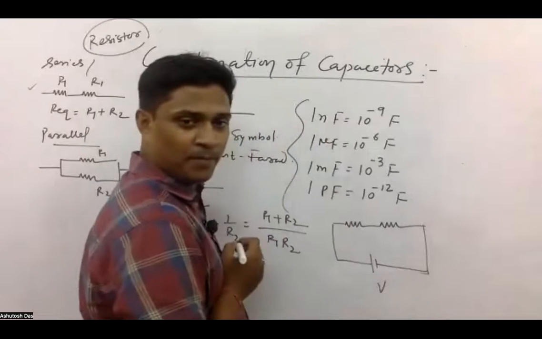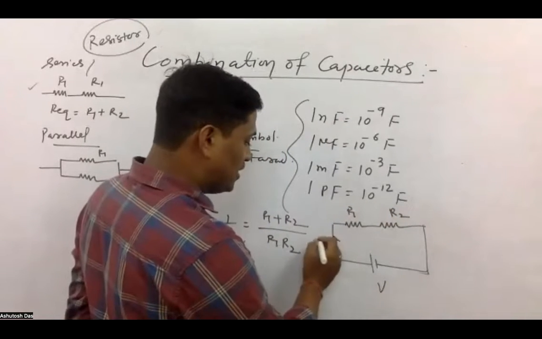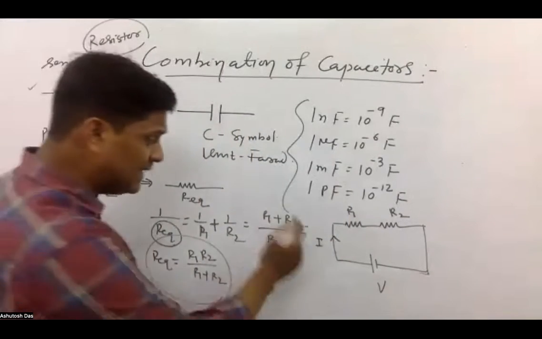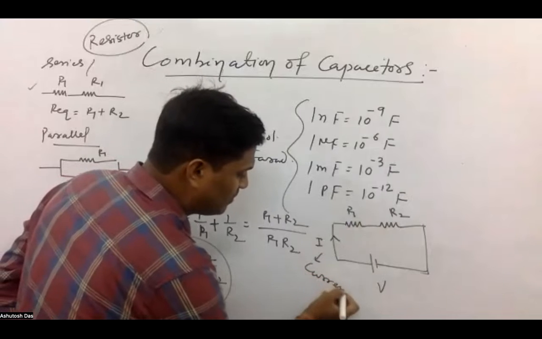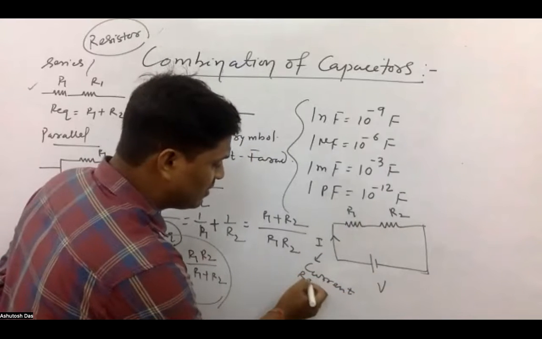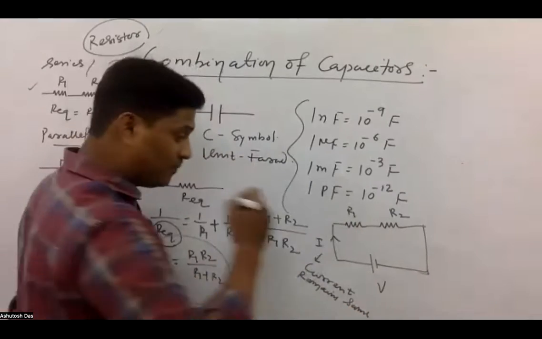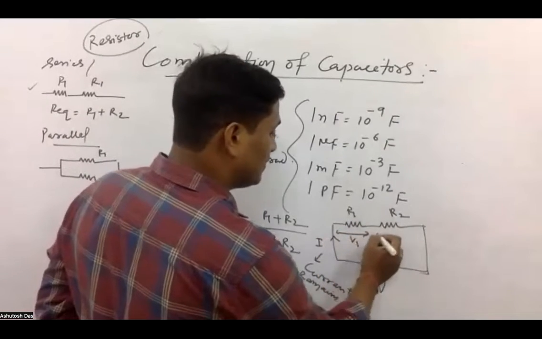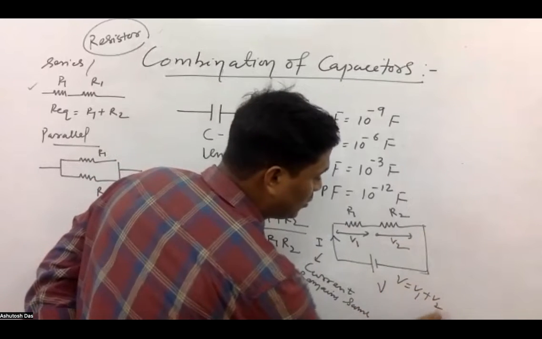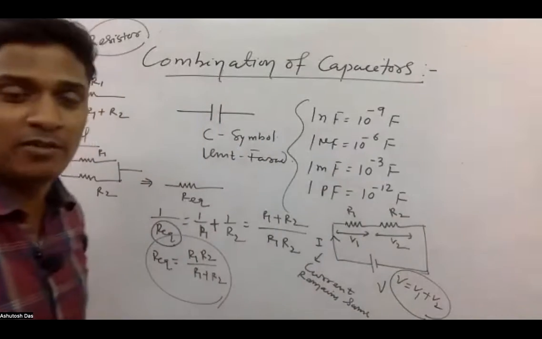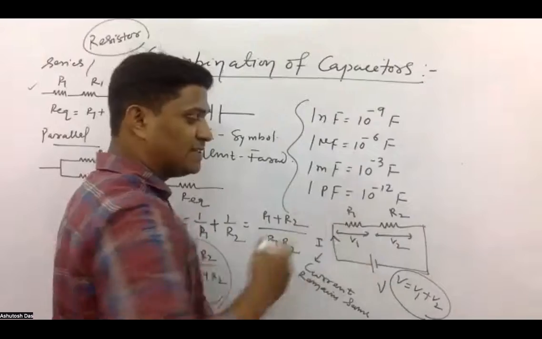This is series connection, right? This is the voltage V, this is the resistance R1, this is the resistance R2, and here the current I is flowing. In series connection, the current remains the same. But the voltage divides. This is V1, this is V2. Total voltage V is equal to V1 plus V2, right? So remember, in series connection, the current remains the same, the voltage divides.